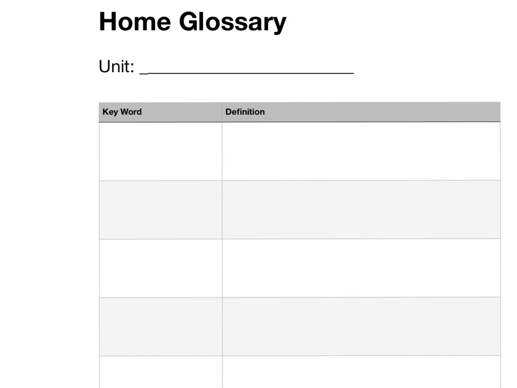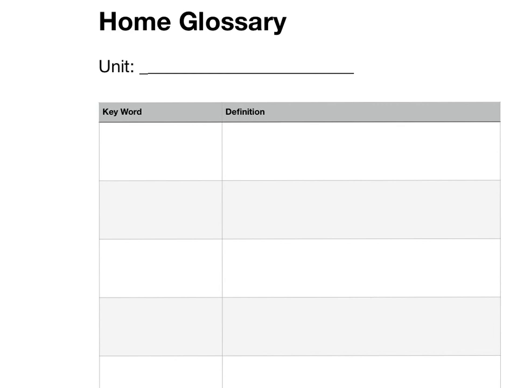This slide shows us the home glossary. This is a document that I have posted onto the hub and that you should all either print off or make a copy of on your iPad or on a piece of paper. When we introduce new words, you should be copying down that keyword and its definition. That way you have a quick reference page to see all of these words at once.